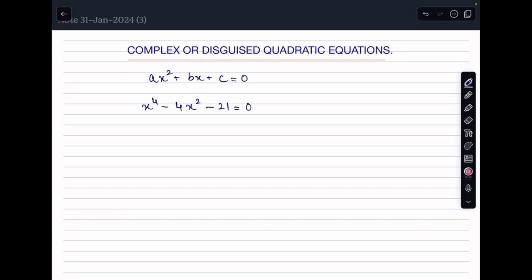such equations can be brought back to the form of a quadratic equation by a simple method of assumption, where we assume that x² = m, so that if I square this value, I will have x⁴, which is m² giving us x to the power 4. Meaning in terms of m, I can bring it back to the quadratic form, so that now the quadratic equation is m² − 4m − 21 = 0.